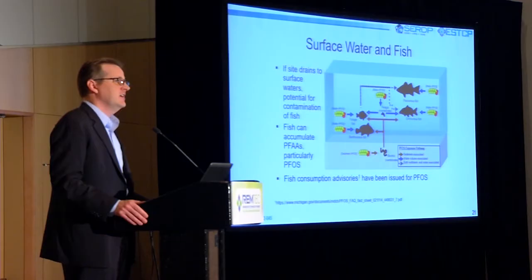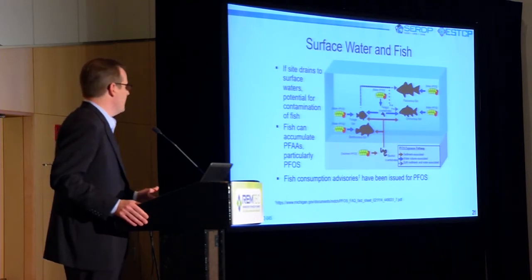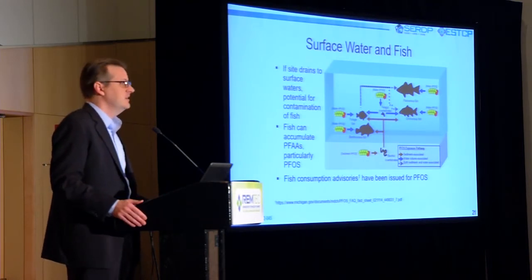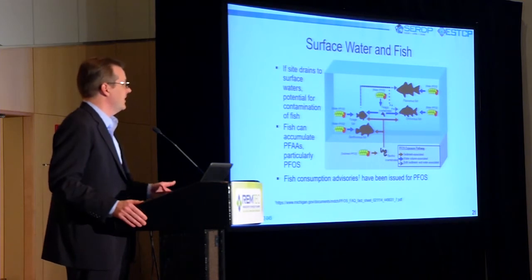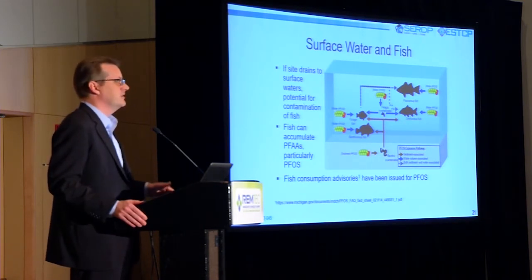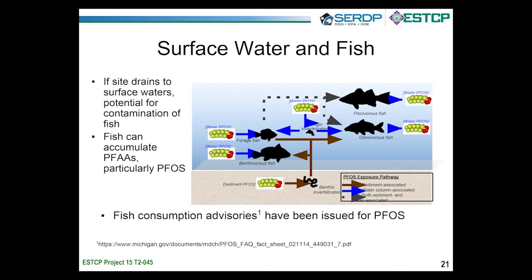And Jason will talk a little bit later about the potential for bioaccumulation of some of these compounds. But fish are particularly good at accumulating things like PFAS. And it's notable to point out that some sites have provided fish consumption advisories for PFAS because of this contamination of surface water and the bioaccumulation of these compounds in fish. So if you're thinking about trying to characterize a site and there's a potential for surface water to be impacted and fish to be in that surface water, it does make sense to sample and understand what the concentrations are in those surface waters and in those fish.